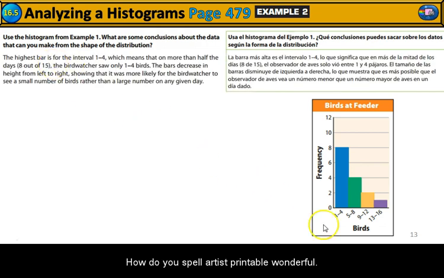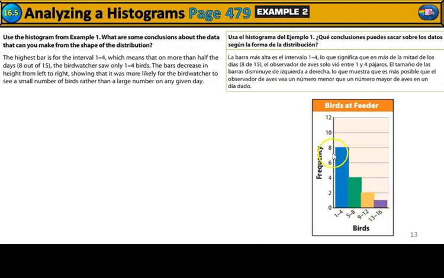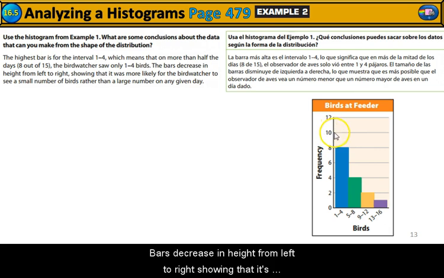The highest bar is for interval 1 through 4, which means that more than half of the days, remember there were 15 days observed, and this is 8. 8 out of 15 is more than half the days observed that there are at least 1 to 4 birds. The bars decreased in height from left to right, showing that it's more likely for a bird watcher to see a small number of birds rather than a large number of birds on any given day.